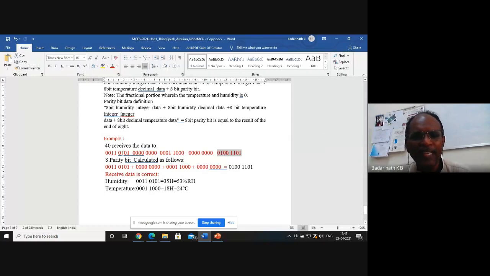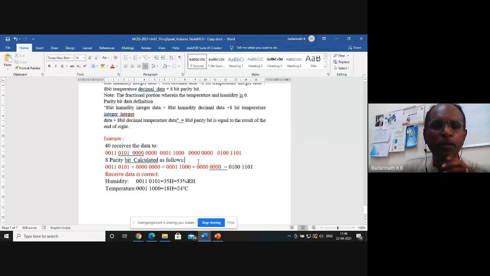How do you get the parity? Add the first 8 bits to the second 8 bits, then add the third 8 bits and the fourth. Whatever you get, that will be this byte, that is the parity byte. So once the master receives these 32 bits, it verifies by calculating the parity of these 32 bits and comparing with the parity byte communicated by the sensor. If both match, that means you received the data properly and the synchronization has been achieved properly.